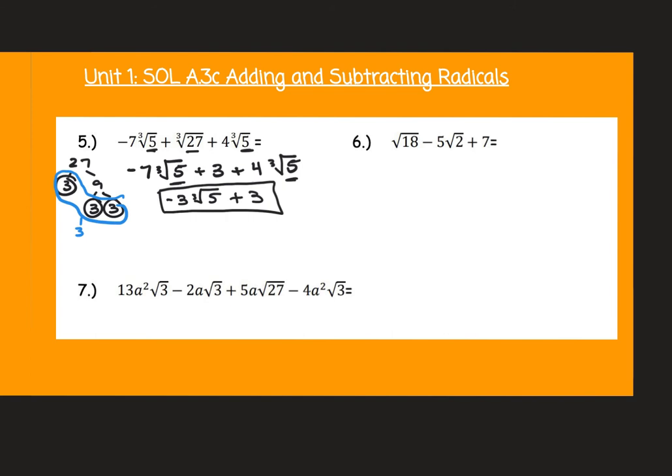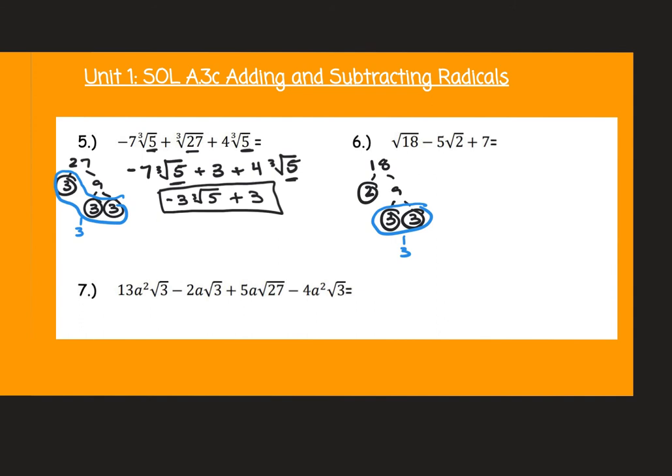All right. So for number 6, we have the square root of 18 minus 5 times the square root of 2 plus 7. Again, we're going to look at 18 because I think we can simplify it a little more. So I'm going to pull 18 from underneath my radical. That's 2 times 9, which gives me 3 times 3. Circle my prime numbers. I have a pair of 3's, which is going to go outside of my radical.